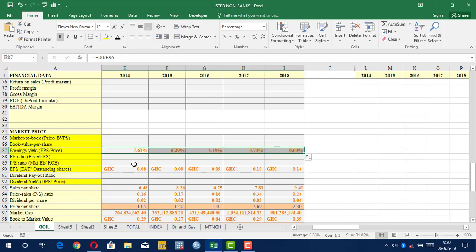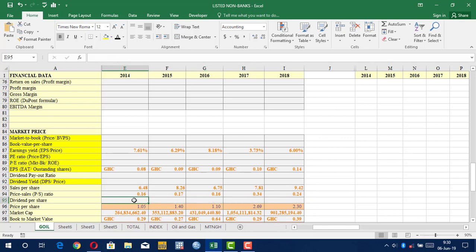So over the years, you can see that it goes from 7.61% to 6.29% to 8.18%, then it declined to 3.78%, then 6%. Okay, now let's look at the dividend yield. First of all, we have to estimate the dividend per share before we do the dividend yield. So let's clear what we have here. We have already estimated it.